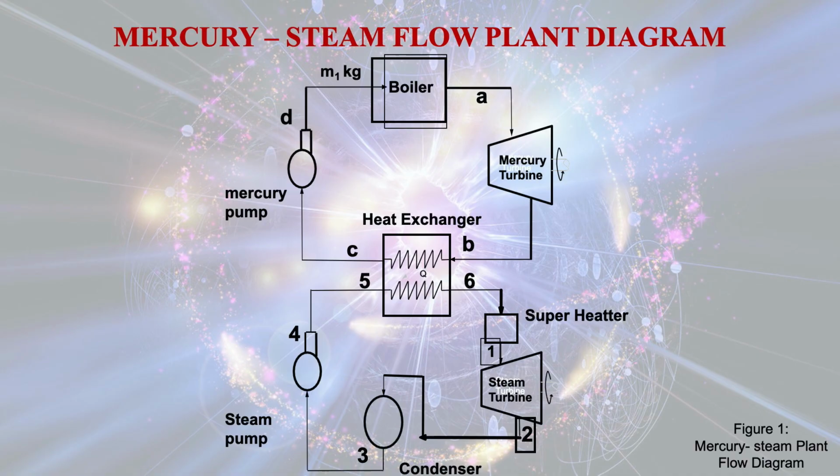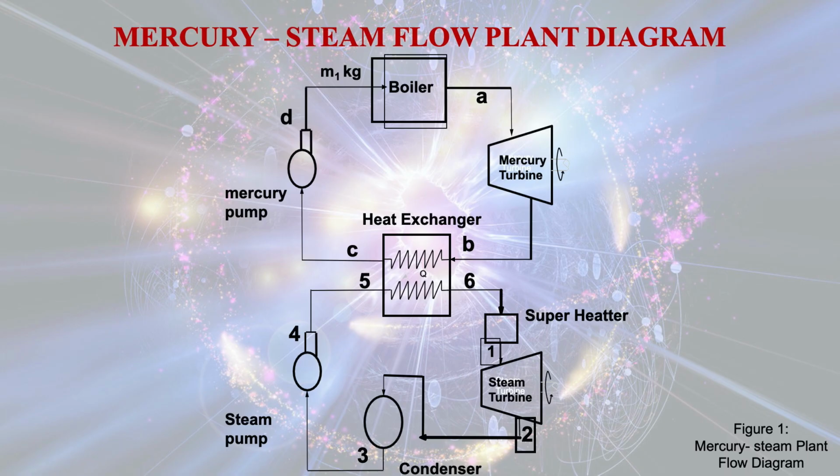This is the diagram for mercury steam plant. Here you see m kg of mercury enters into the boiler. After that, it is being heated inside the boiler and we are getting the superheated mercury vapor, and at point A it is entering into the mercury turbine.